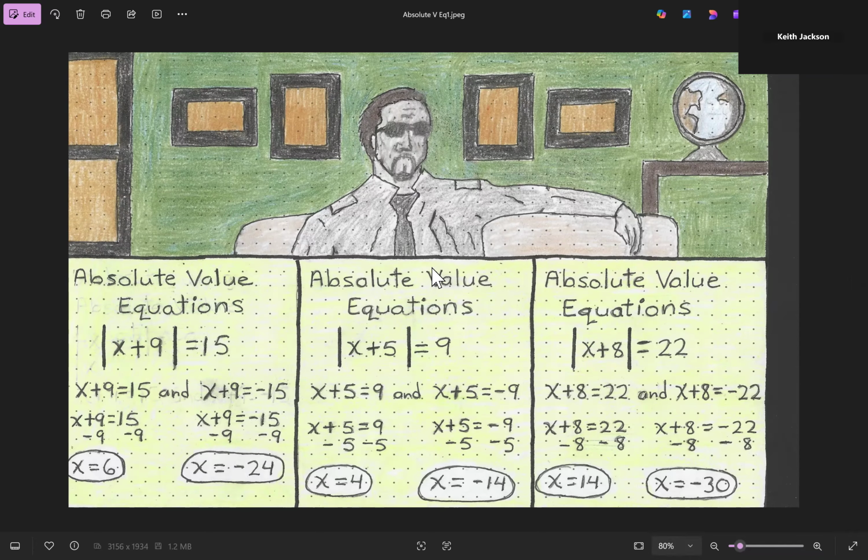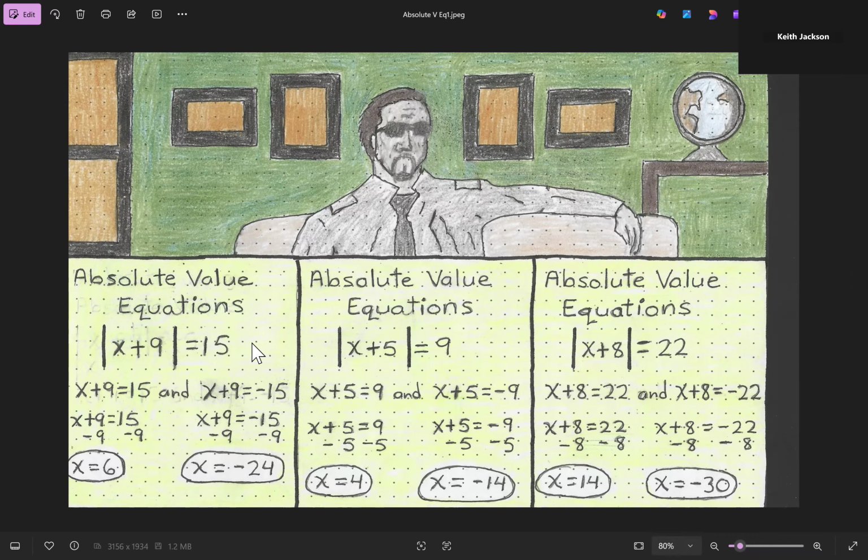In this video, we're going to use three examples to study absolute value equations, the type of equations that you might see at the end of Algebra 1 and at the beginning of Algebra 2. And let's take a look at the first big example in which we have the absolute value of x plus 9 is equal to 15.